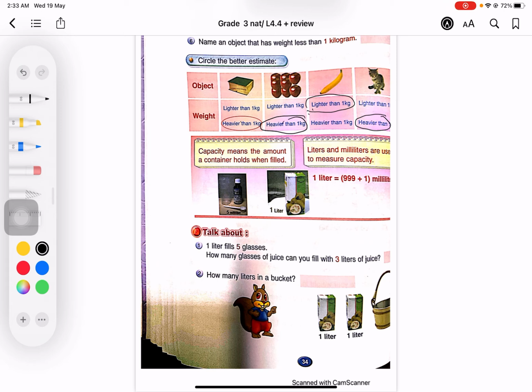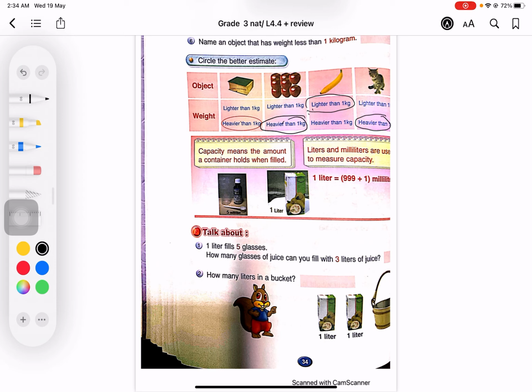Okay. So in this question, they are asking you to estimate. I mean, you think which will be heavier. The weight of the book will be more than 1 kilo or less. It will be more. The apple will be more than 1 kilo, but the banana will be lighter, less than, and the cat will be heavier.